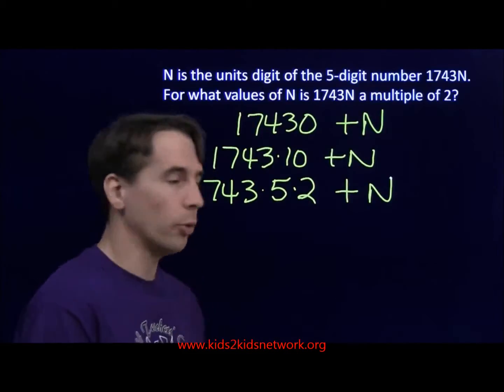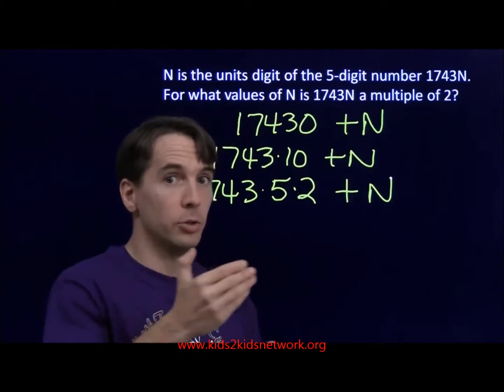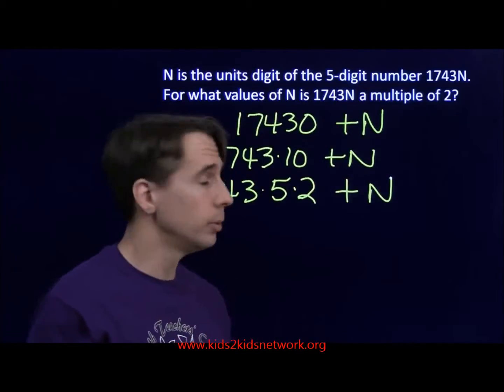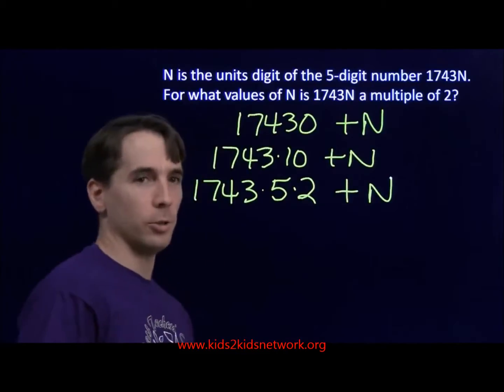So now we have the whole story. Now we know why. If the last digit is a multiple of 2, 0, 2, 4, 6, or 8, then the number is a multiple of 2. Yeah, I know. You knew that one already, but now you know why it's true.